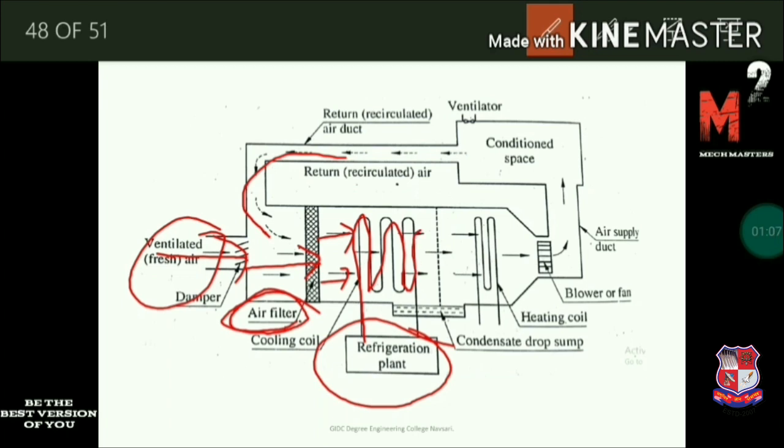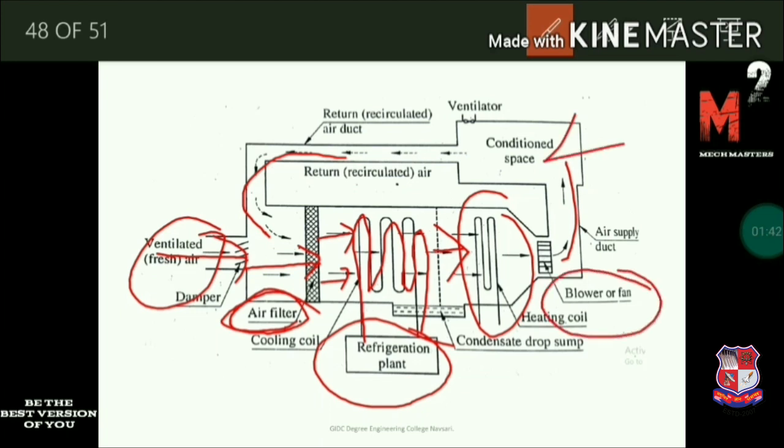Here the cooling coil temperature is less than the dew point temperature of the air. If its temperature is less than the dew point temperature of air, we achieve the process of cooling and dehumidification. Then the cold air, after passing through the refrigerant plant, enters the heating coil. The heating coil is not compulsory, but we use it when we require precise control of the temperature and humidity. After that it is transferred to the conditioned space by using the fan or blower.